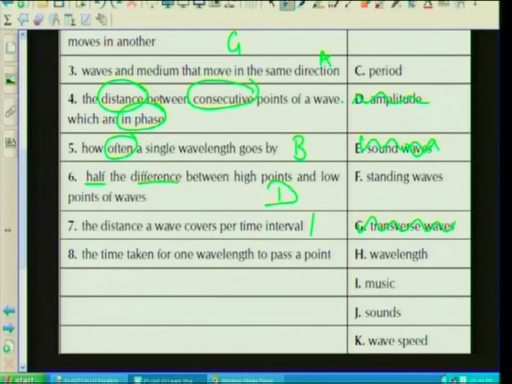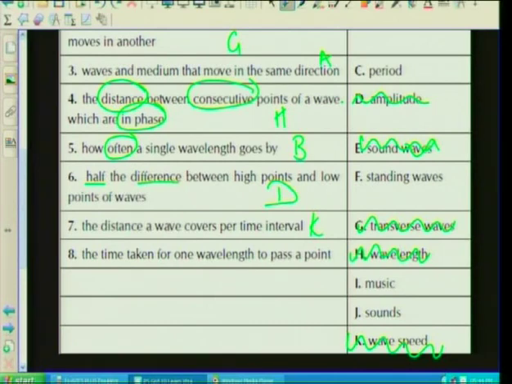Number 7. The distance a wave covers per time interval. What they're saying to you is, if I had said to you, what is it when I describe it as the wave covers 10 meters in 1 second, 10 meters per second, or it covers 100 meters in 3 seconds, I'm asking you about its speed. So that's K, wave speed. So we're actually almost done. We used wavelength a little bit earlier, and we didn't. So let's just make sure it's there.